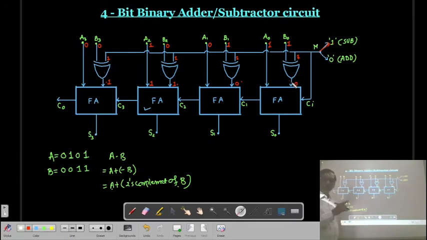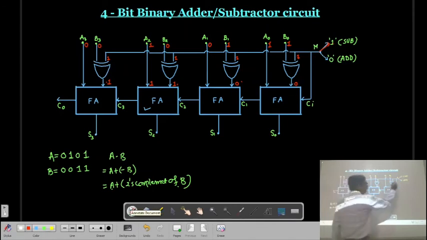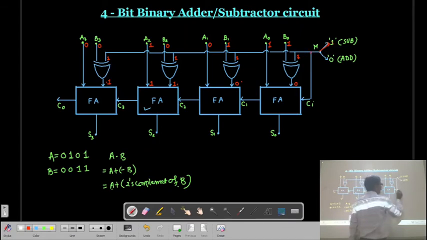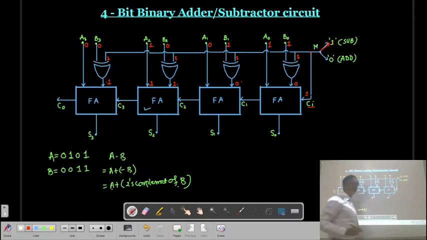Now we require the 2's complement. 2's complement means we have to add 1. So how does this addition of 1 take place? Whatever my switch M is connected to high level, this switch is also connected to a carry input. So this carry input is 1. So automatically this 1 is going to be added with the 1's complement number and it becomes a 2's complement. Correct?